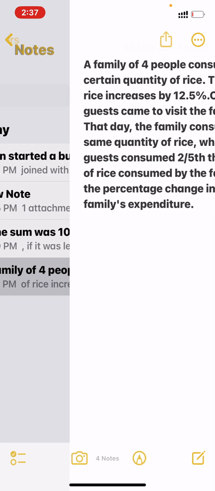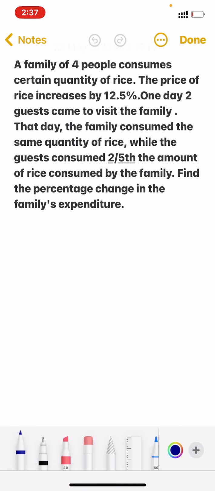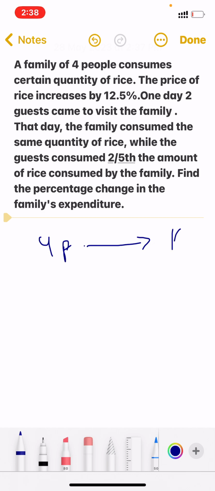A family of 4 people consumes a certain quantity of rice. The price of the quantity increases. Initially, say the 4 people consume 4p of rice. Let's suppose the price to be k. This was the price when 4 people consumed, and the amount they spent was k. Now it is given that the price of the rice increases by 12.5%.